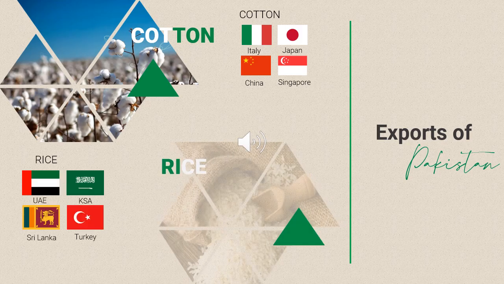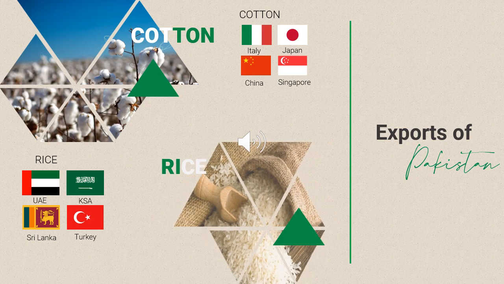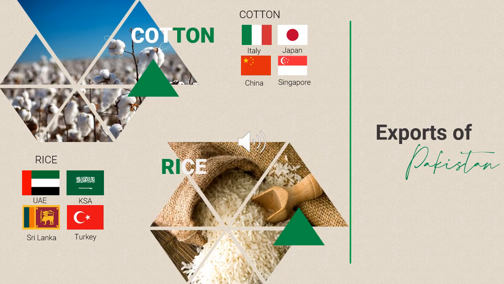Rice. Second biggest export item of Pakistan is rice. Basmati rice of Pakistan is famous all around the world. Pakistan exports rice to Dubai, Saudi Arabia, Kuwait, Turkey, Sri Lanka, and Iran.